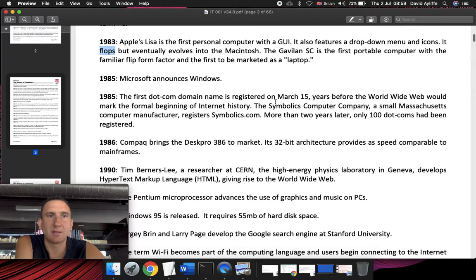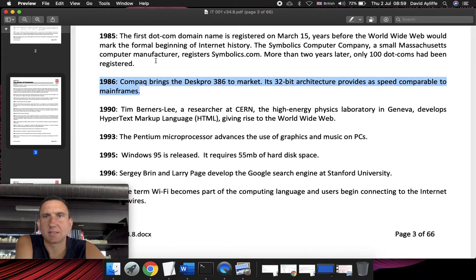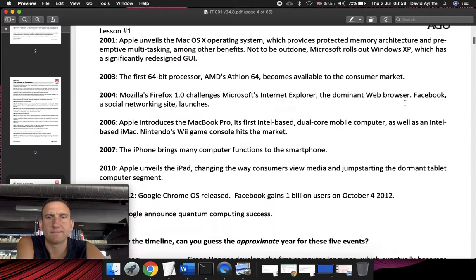1986, design. The design or the architecture. It's 32-bit architecture.